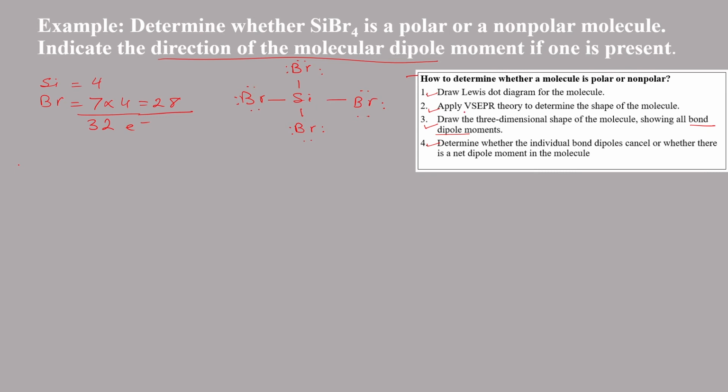Next, we have to use VSEPR theory to determine the shape of the molecule. For that, we need the steric number around the central atom. So silicon is the central atom. Around silicon, we have 1, 2, 3, and 4. For steric number 4, the electron group geometry is tetrahedral. So I'm going to draw a tetrahedral here.